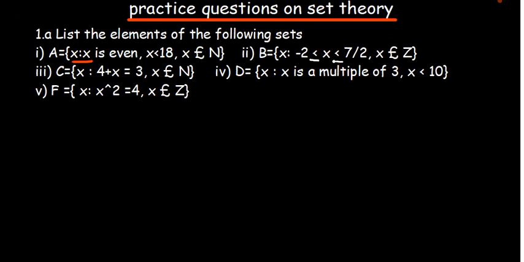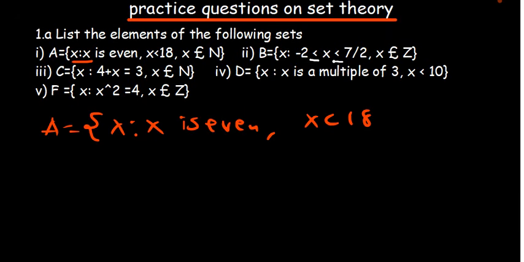Okay, so let's start. List the elements in the following set. I'll start with set A. x is such that x is even, x is less than 18, x is also a member of natural numbers. The key thing we need to understand is what it means when they say even. Even means numbers that are divisible by 2 without giving a remainder. Examples are 4, 6, 8. Those are examples of even numbers.